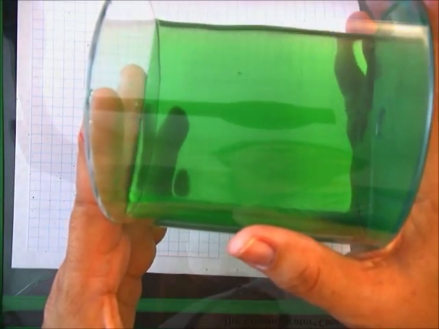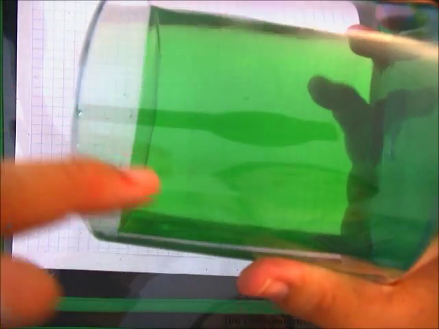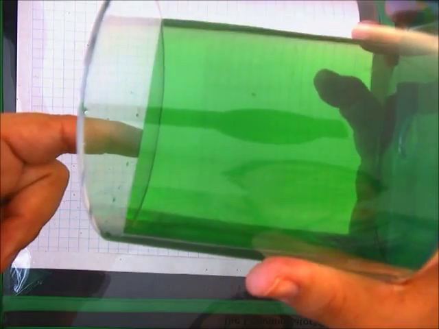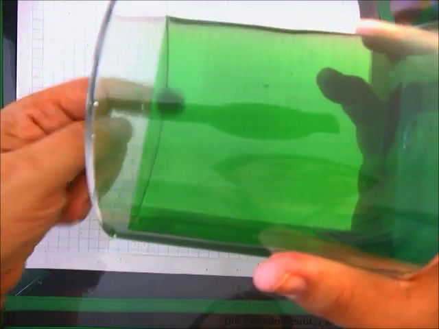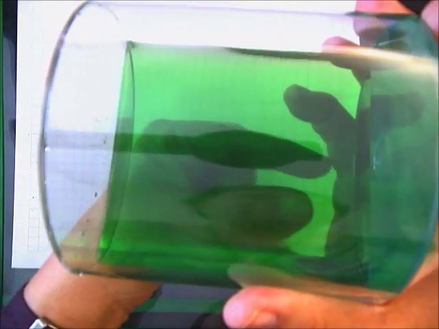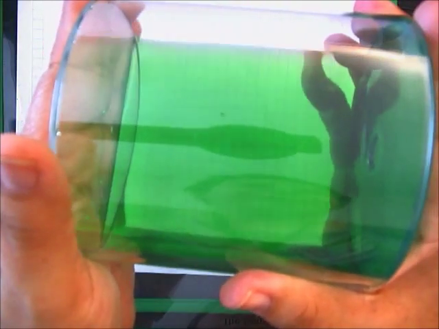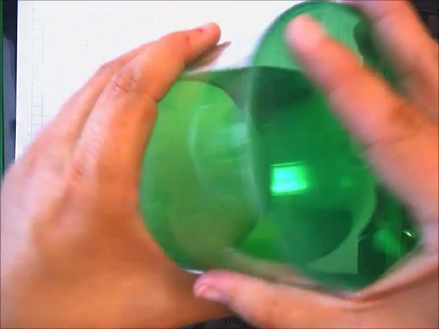You're probably saying, how could I get a line? Well, if I kept emptying the water out from here and it kept going down and down, the rectangle would get smaller and smaller and smaller until it eventually became a straight line.